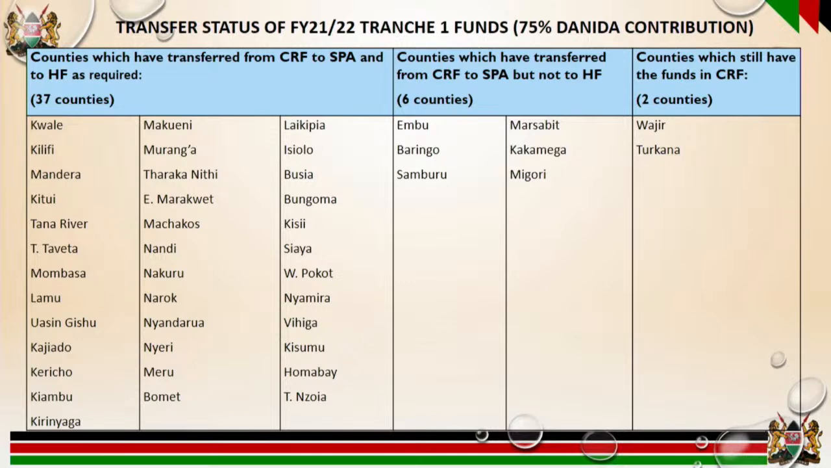So as we speak of the current status, there are still 6 counties that have these funds in SPA. They haven't been moved to health facilities, so kindly let's follow up on that. That's Embu, Baringo, Samburu, Marsabit, Kakamega, and Migori. And then there are those counties that still have the funds in CRF, that is Wajir and Turkana.